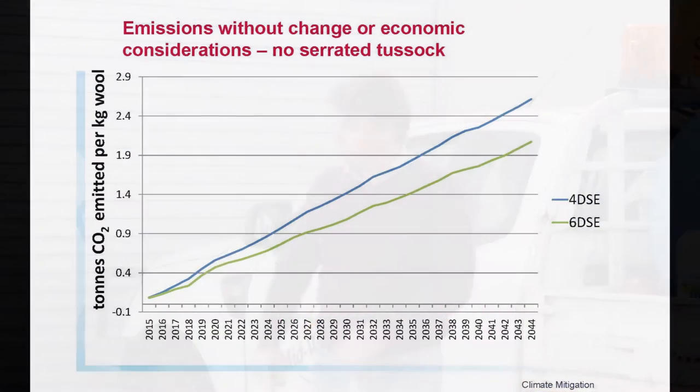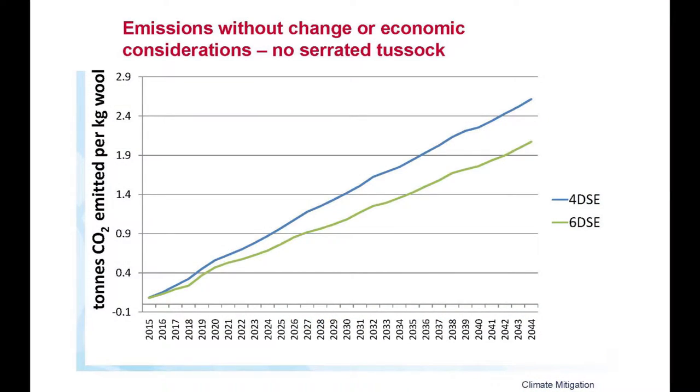So this is a graph, and in this instance I've chosen to use tons of carbon dioxide emitted per kilogram of wool. So everything that we're doing here, we're interested in what's the environmental impact of a kilogram of wool. Everything's on a base level here. So we use that as a uniform thing so that we can then look at trade-offs and whatnot. Now, if we look at this, we go, okay, the 4DSE system, which is the blue line, actually emits more carbon dioxide or carbon dioxide equivalents than the 6DSE system. And it all goes up and all the rest of it.